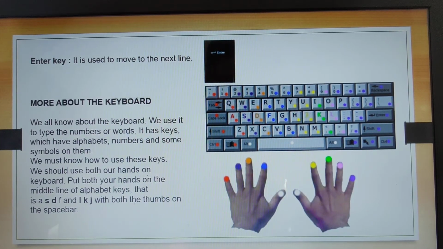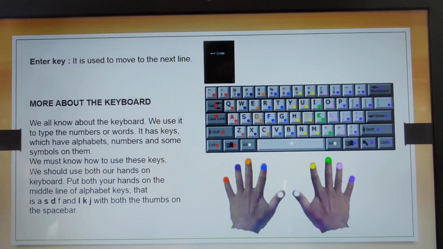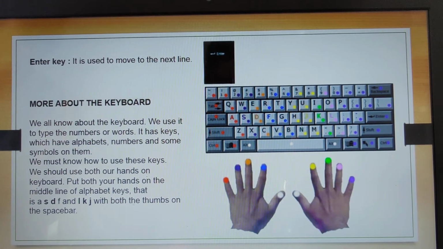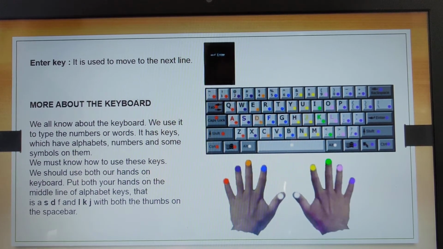What is it? It is used to move to the next line, right? I have written one line. I feel I should begin a new paragraph or a new line. Okay, what will I do? I'll press the enter key. That very moment my cursor will come down and it will start blinking. The moment it starts blinking, what will happen? I can start writing from the next line.